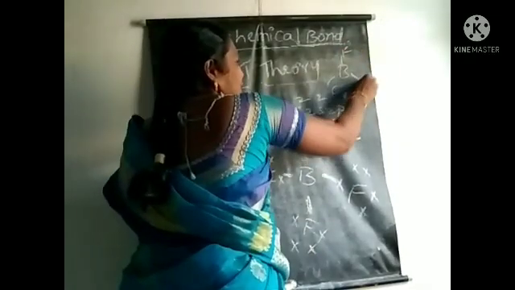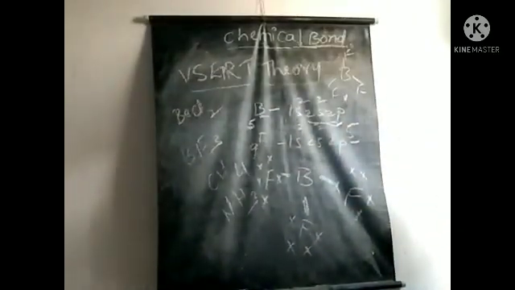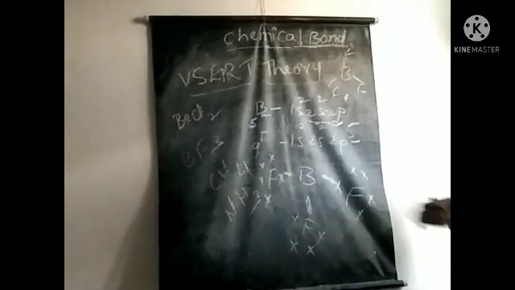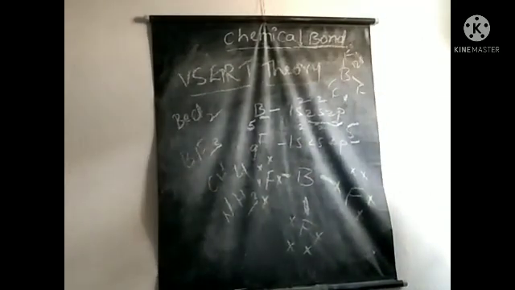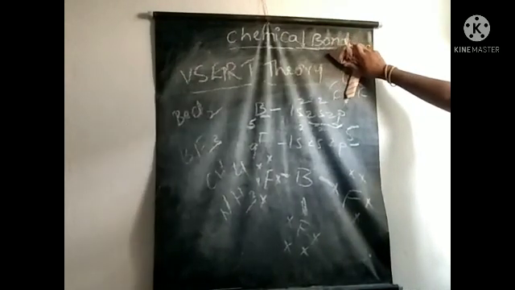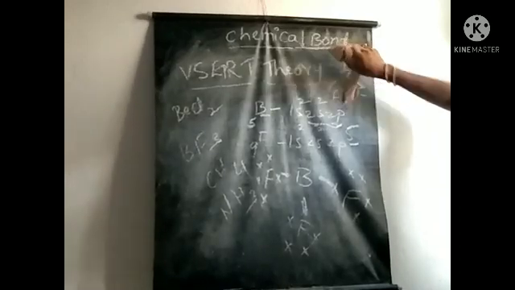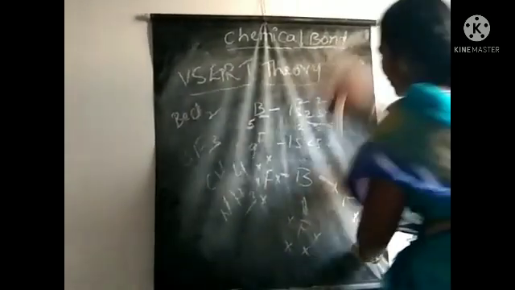BF3 molecule is formed like this. In BF3, the bond angle is 120 degrees. Another example we will take is methane, CH4.